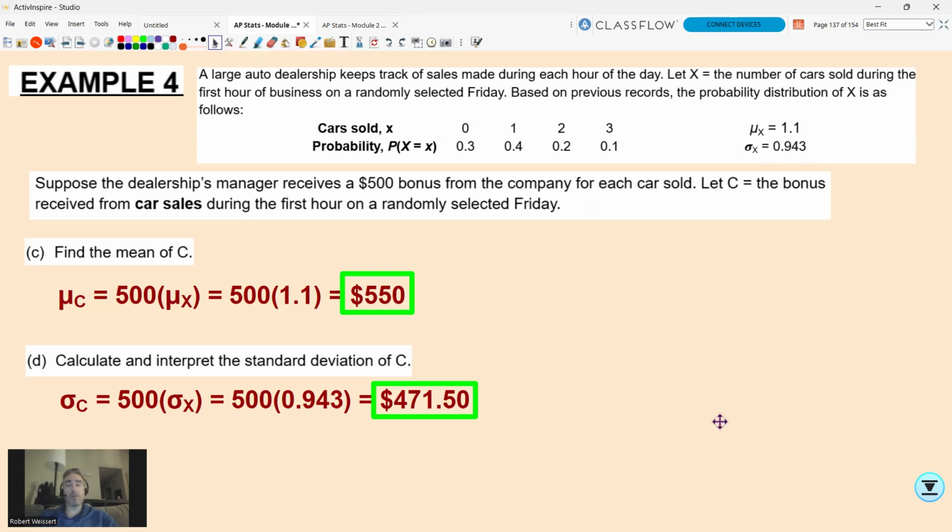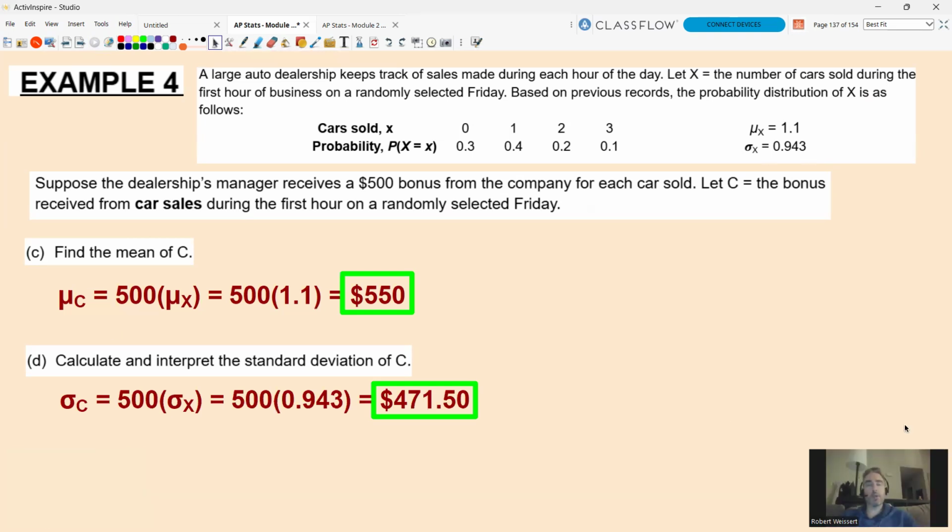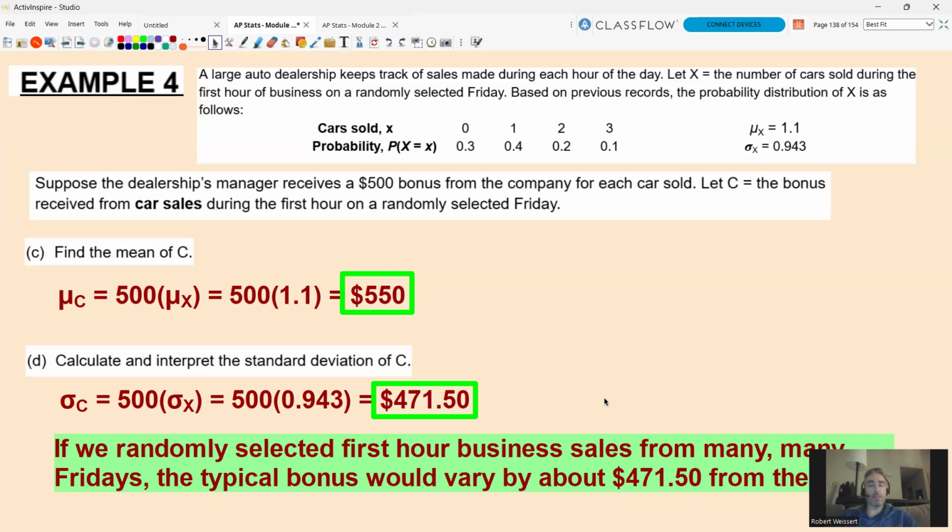So remember, standard deviation is the typical distance from the mean. With probabilities, you want to say if you randomly select many, many things, the typical distance from the mean is going to be whatever our standard deviation calculated is. In the context of this problem, it would be something like this. If we randomly selected the first hour of business sales for many, many Fridays, the typical bonus would vary by about $471.50 from the mean.